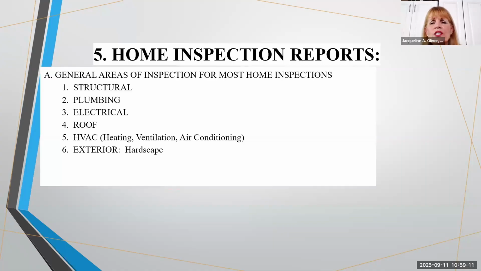So let's talk about the home inspection reports. And what do they inspect? There are certain areas they inspect. I told you some of the areas that they don't inspect, but these are the areas that they're looking at: structural, plumbing, electrical, roof, heating, ventilation, air conditioning. I mean, what kind of heat do they have? What kind of air conditioning do they have? And then they're looking at the hardscape.